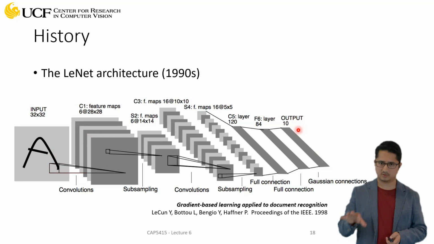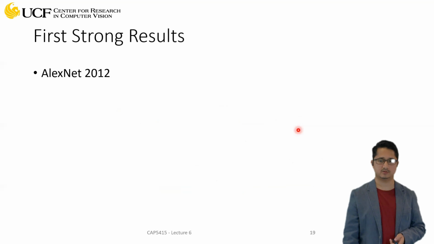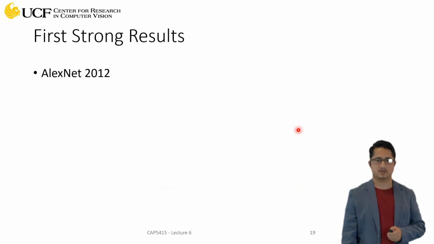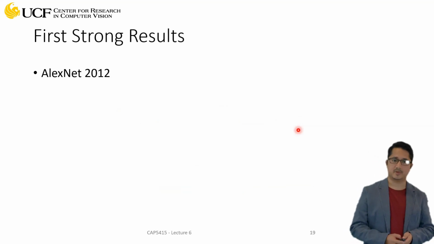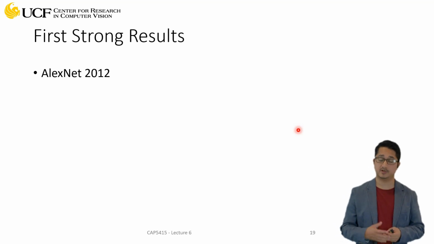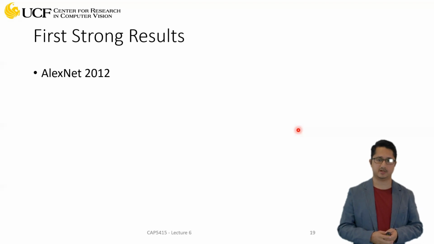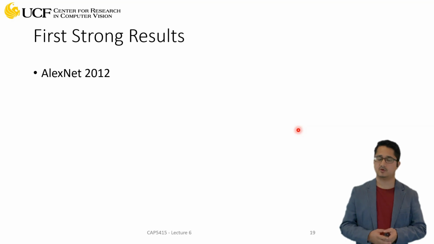Okay, so CNNs are not new. People have been working on this prior to this. The issue was back then we didn't have computation power. We didn't have enough data. So the first strong results came in 2012. The architecture was called AlexNet, and we are going to do a case study on this architecture later in this lecture. So the reason was not innovation in terms of architecture.